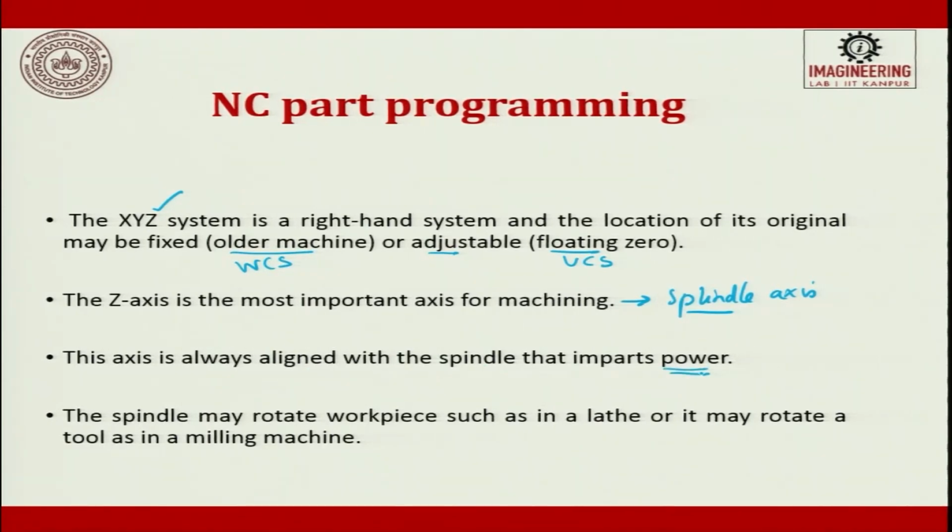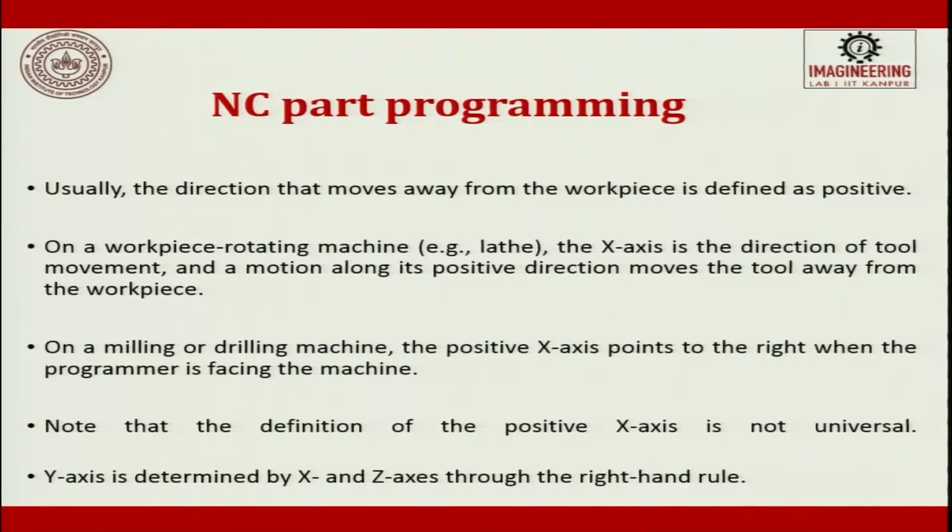Now the question comes, we saw twin spindle and we saw turn mills. These are the variations we saw in the turning machines and in the milling machines, CNC, right. Here also we will always see that the spindle where power is imparted will be the Z axis. The spindle may rotate the workpiece such as in a lathe machine, or it may rotate a tool in a milling machine. Immaterial of it, the spindle which is powered becomes the Z axis. This is the convention followed.